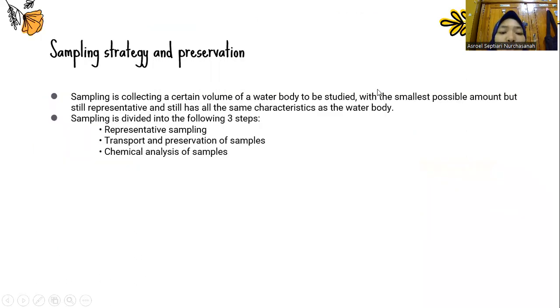Sampling strategy and preservation. Sampling is the collection of a certain volume of a water body to be studied, with the smallest possible amount but still representative and still having all the same characteristics as the water body. Sampling is divided into three steps. One, representative sampling. Two, transport and preservation of the sample. Three, chemical analysis of the sample.